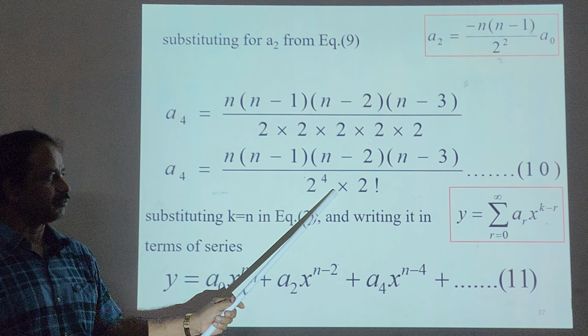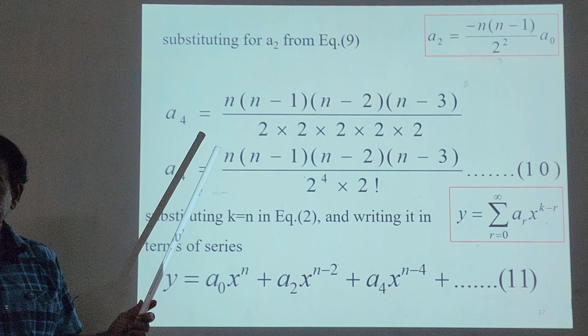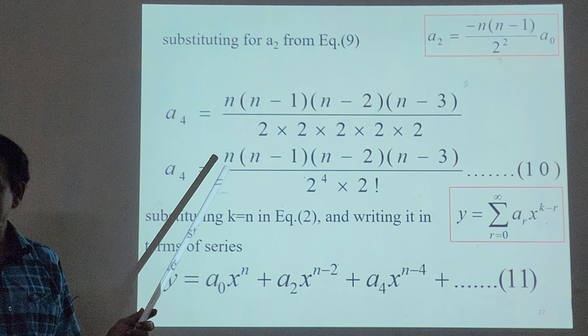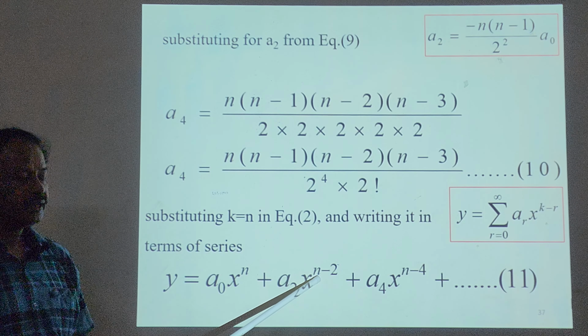Now we know that the power series starts from y equals sigma over r equals 0 to infinity a_r x to the power k minus r. You substitute now r equals 0 here. You will get the first term. Correct? k equals n. Of course, k equals n. So you will have the first term a naught x to the power n. What is the second term? r equals 1, a1 x to the power n minus 1. But a1 is equal to 0. So you have to go with the next term. r equals 2 here. So a2 x to the power n minus 2.